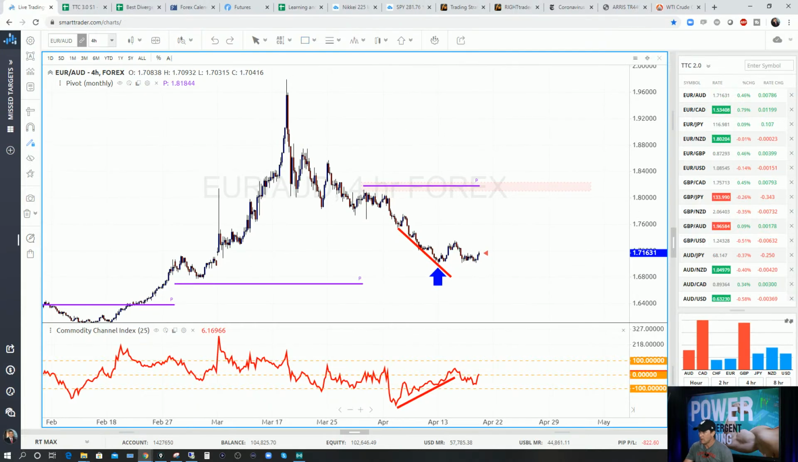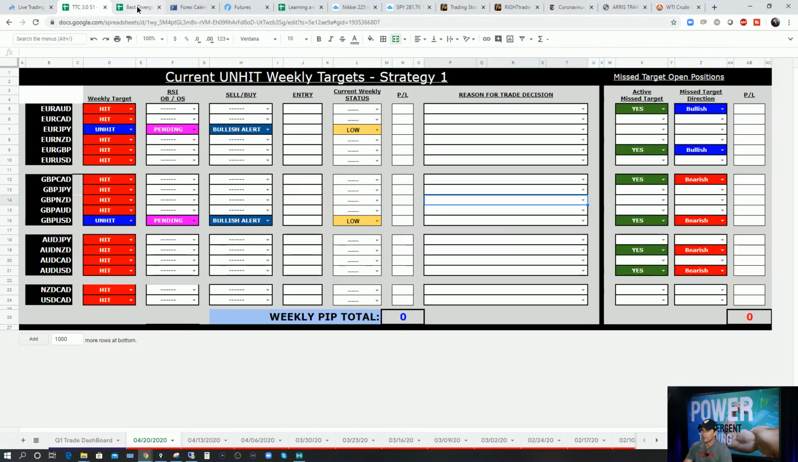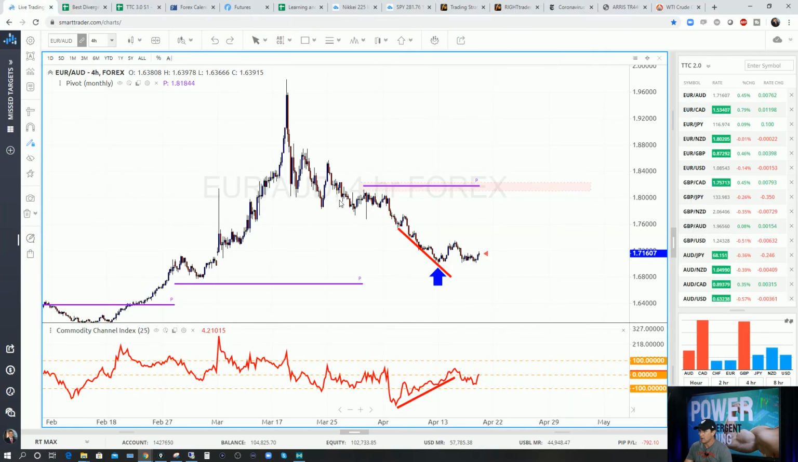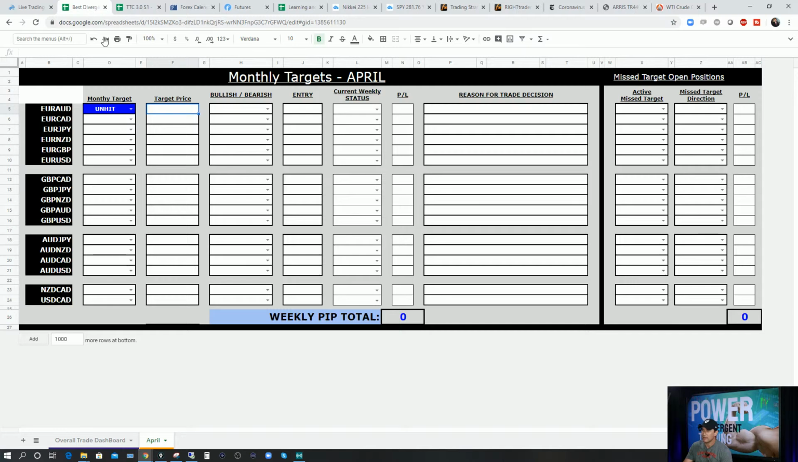So what I'm going to go ahead and do is mark this off on this document right here, and I'm going to mark it off as a monthly target unhit. Now we all know a monthly target unhit means an opportunity. The target on this is going to be up here at the top, and I'm going to mark it off at 1.8184. So we got a target, and we're looking to go bullish on this one right here. We haven't got an entry point as of right now, so it's pretty much pending, right? We don't have anything as of right now that we're going to trade, but I'm going to list it off there as a possible opportunity.